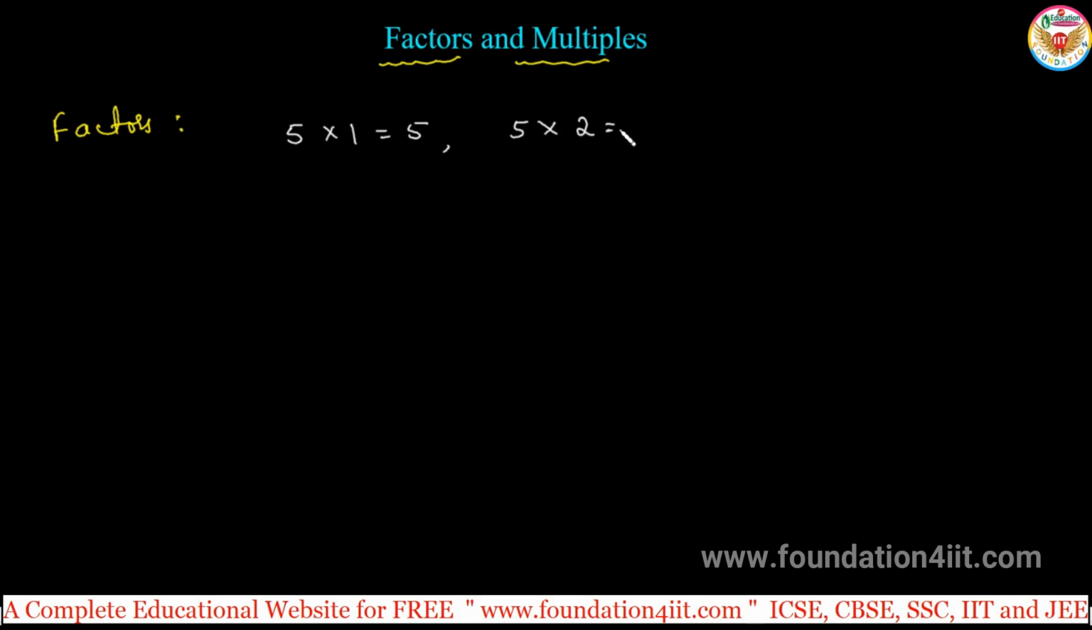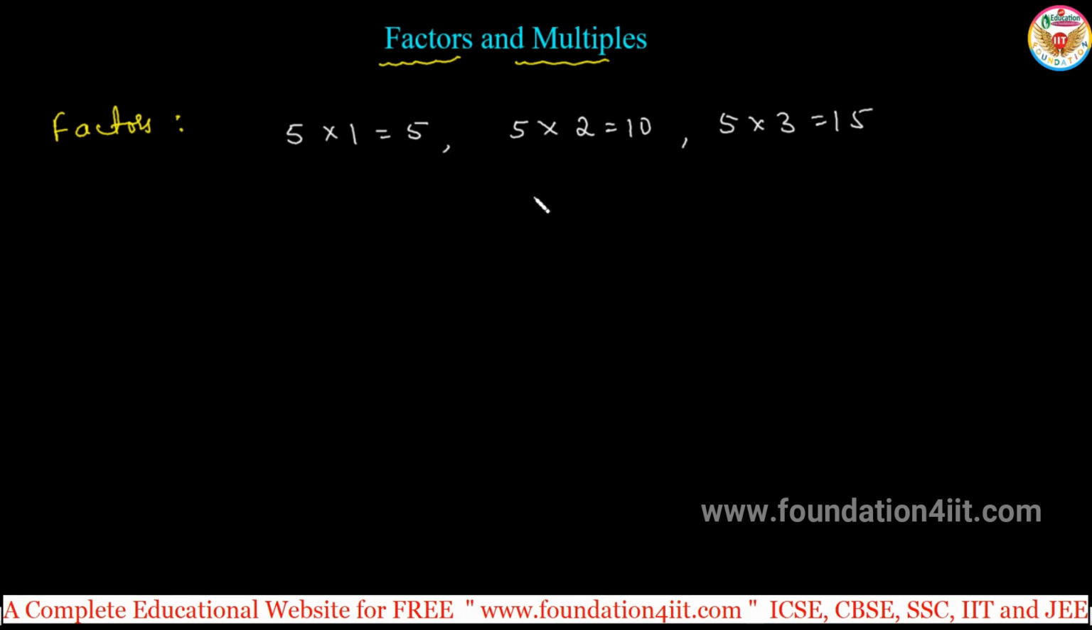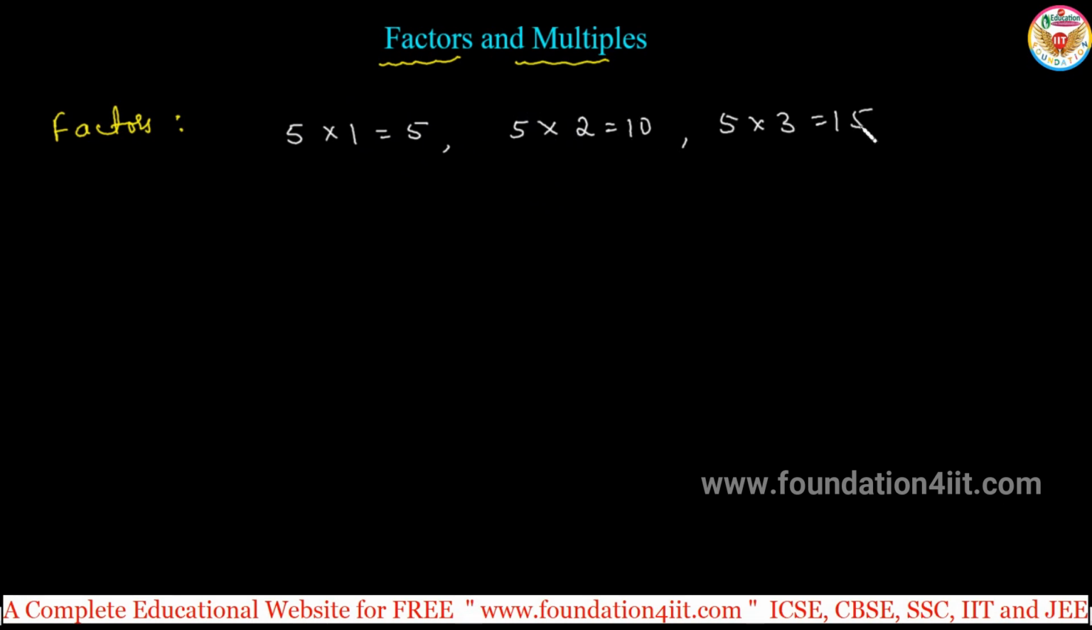So when you come to factors, a factor of a number is an exact divisor of that number. There's a single statement. So 5 into 1 is equal to 5, right? Again 5 into 2 is equal to 10. Again 5 times 3 is 15, and so on. So 5, 10, 15 are the multiples of 5. That means in the same way, 5 is a factor of 5, 1 is a factor of 5, and 5 and 2 are the factors of 10. So 5 and 3 are the factors of 15.